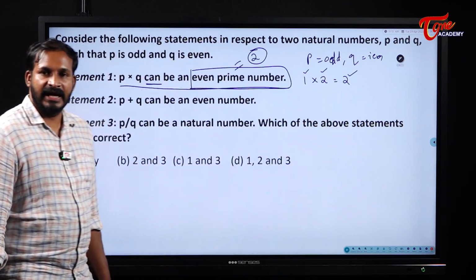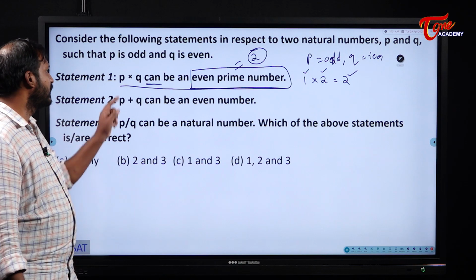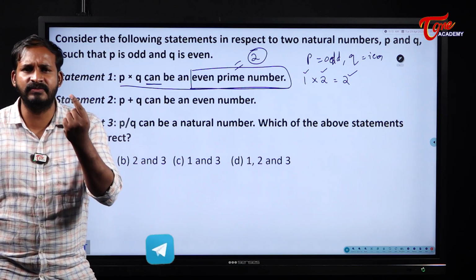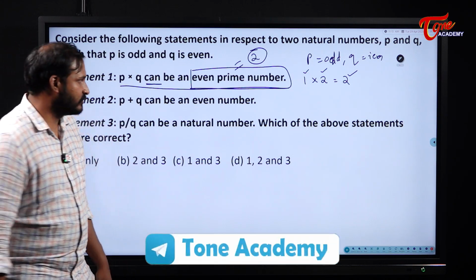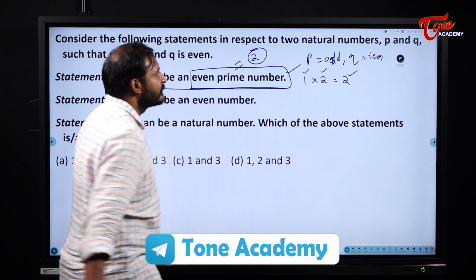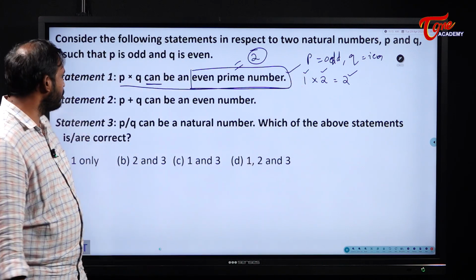Is it possible? Yes, it is possible. Can be means if one possibility is there, then that is true. So the first one is true here. There is no doubt in that. Now come to the second one.